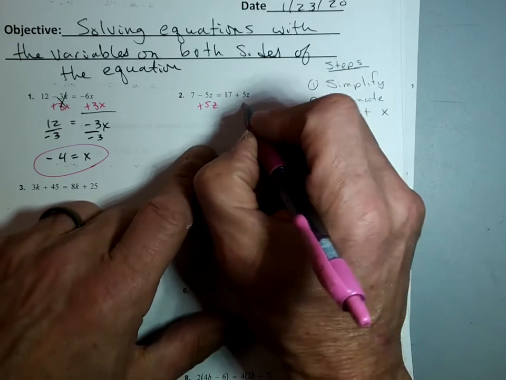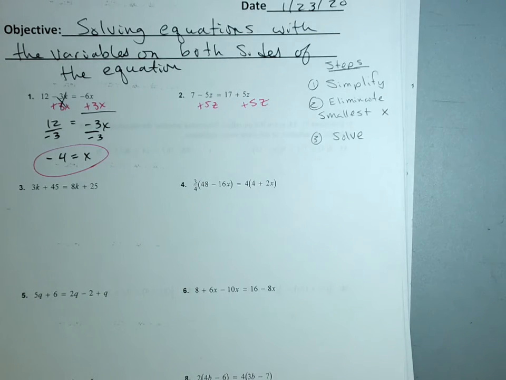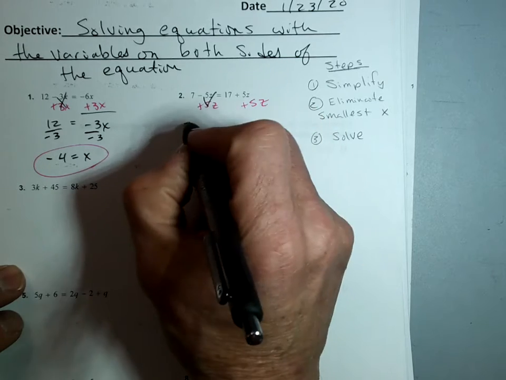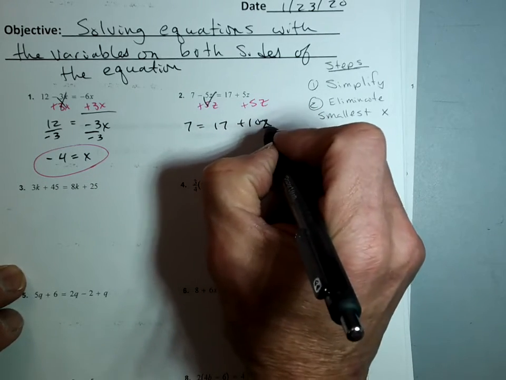But I have to do the same thing to the other side. Now, be careful, and I know you will, but if I'm adding 5z, put the z's together. Don't put it with the 17, because you want to add the z's. Then I'm going to get an answer of 7, because that cancels. 7 equals 17 plus 10z.